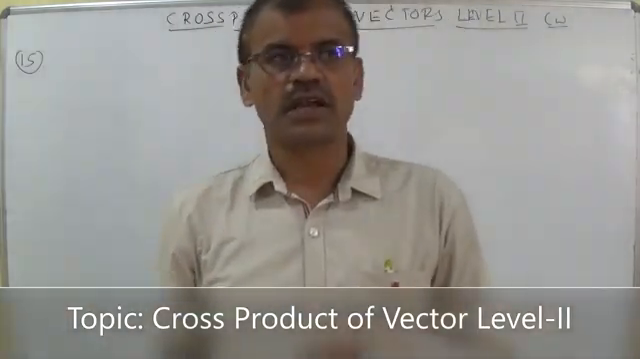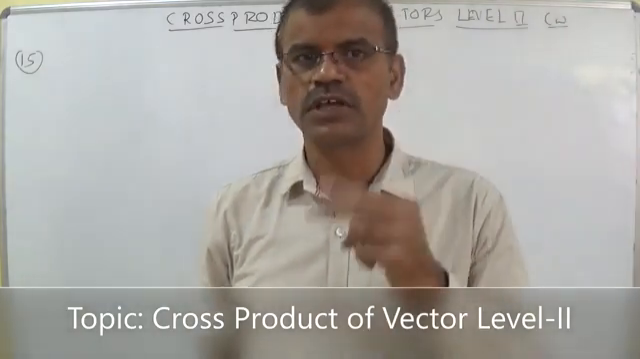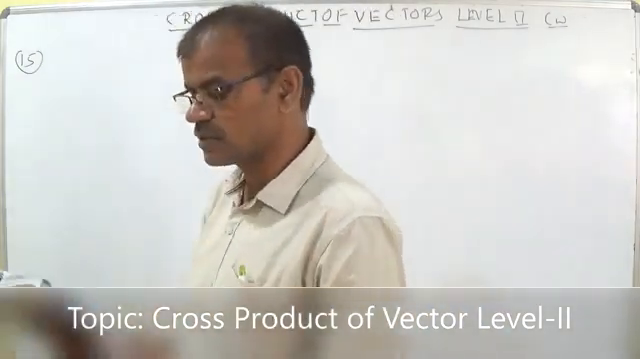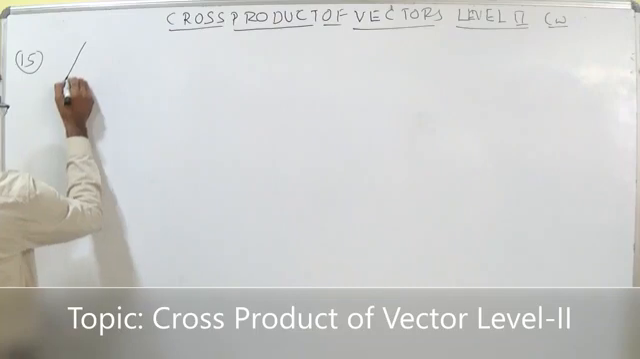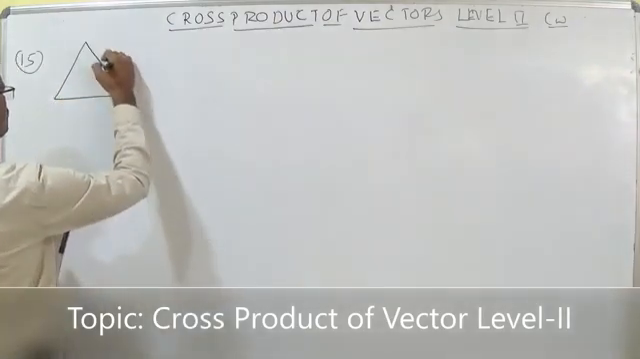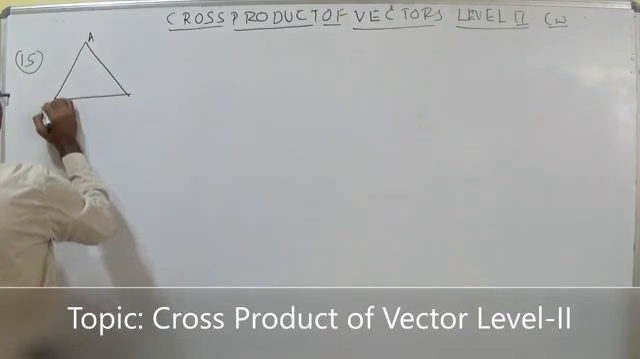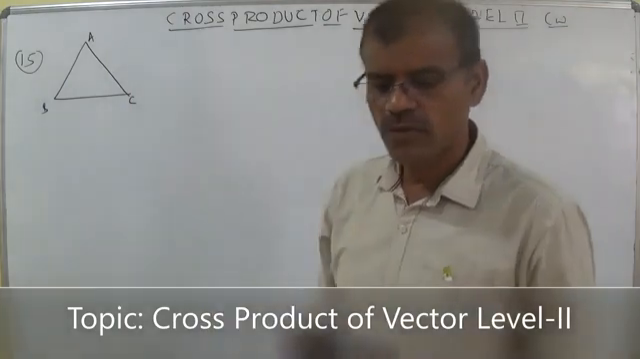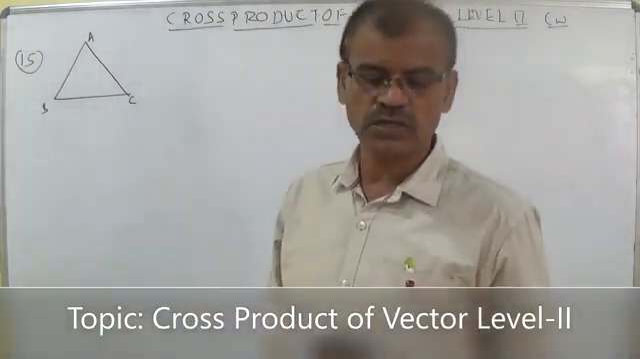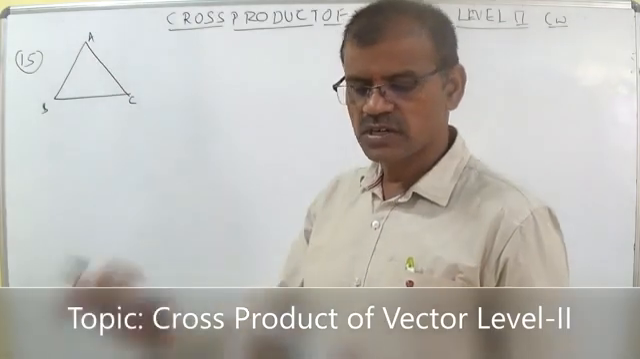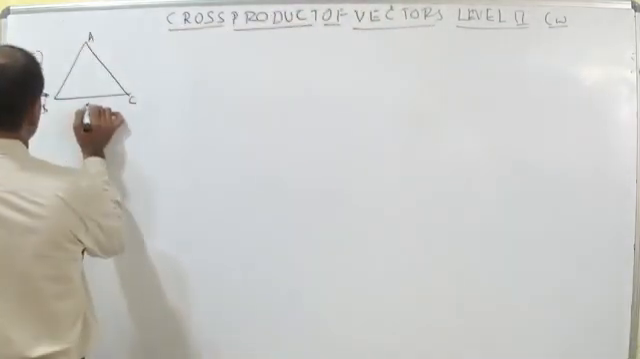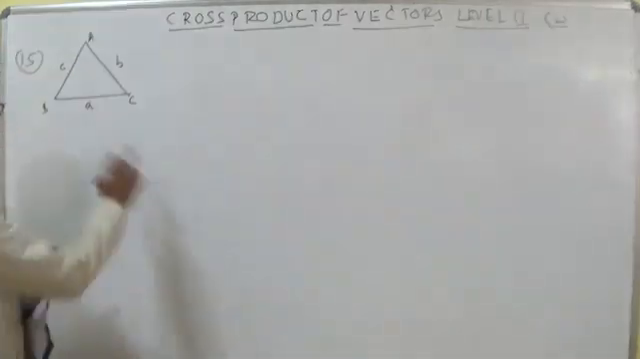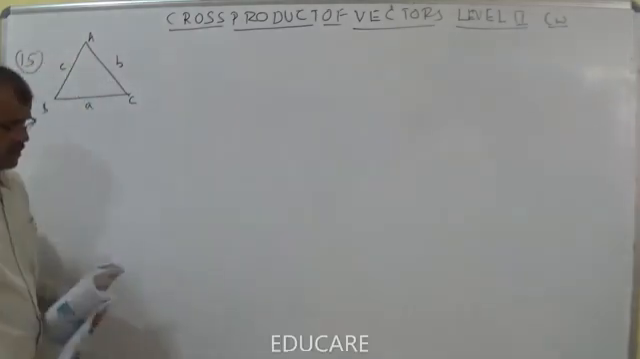It is an easy question. Let x bar and y bar be two non-collinear vectors, and ABC be a triangle with sides small a, small b, small c. He is giving the relation to the triangle. Opposite of capital A is small a, opposite of capital B is small b, and opposite of capital C is small c.